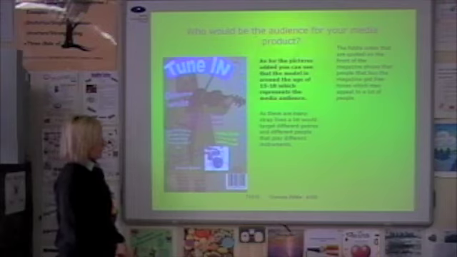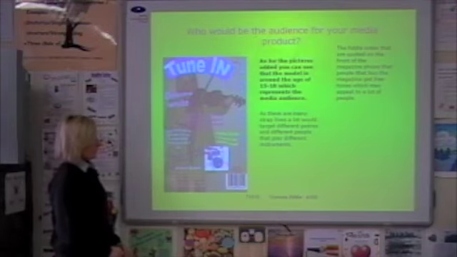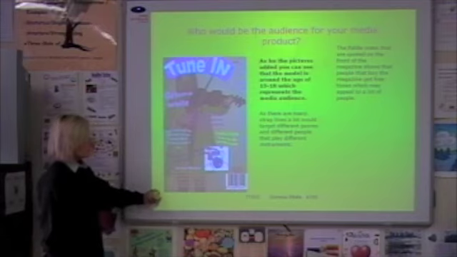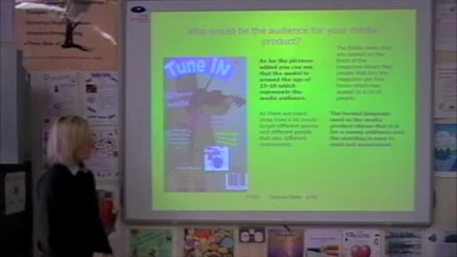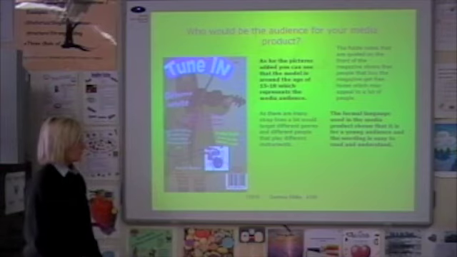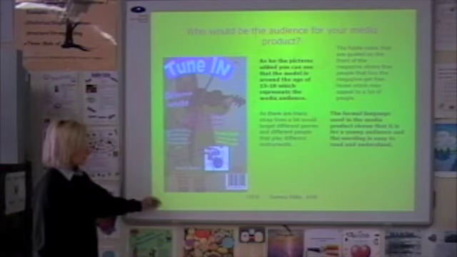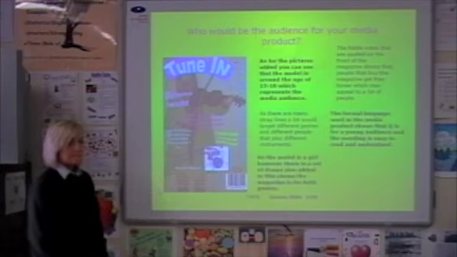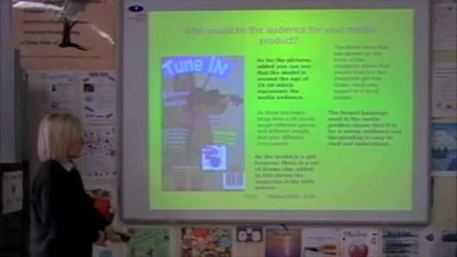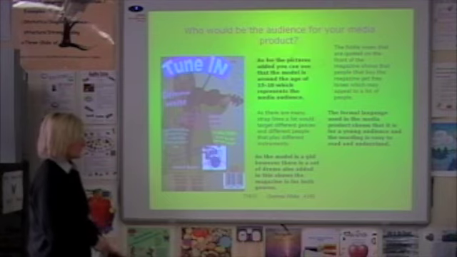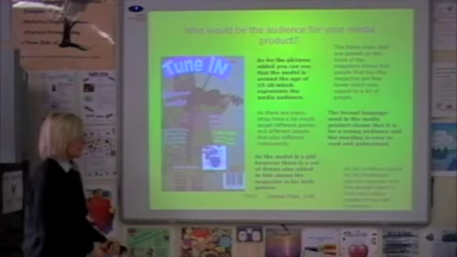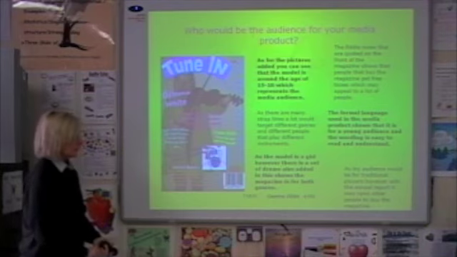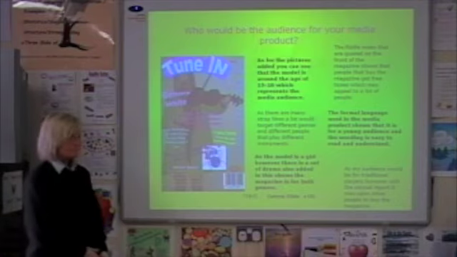As there are many straplines, a lot would target different genders and people who play different instruments. Formal language used in the media product shows that it is for a young audience, and the wording is easy to read and understand. As the model is a girl, there is a set of drums also added in. This shows the magazine is for both genders. As my audience would be traditional players, however, with the annual report, it may open other people to buy the magazine.